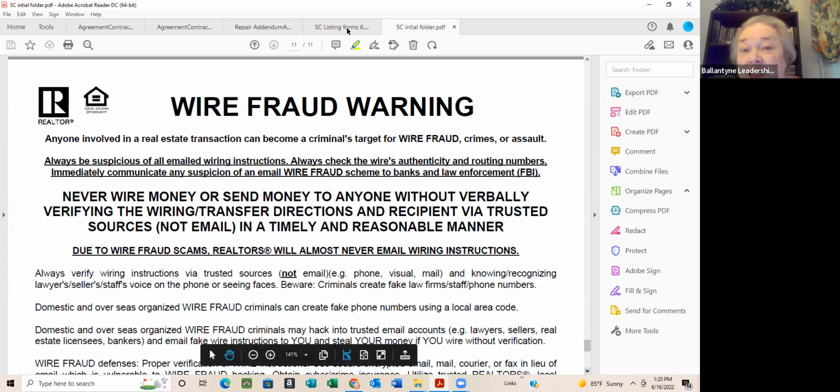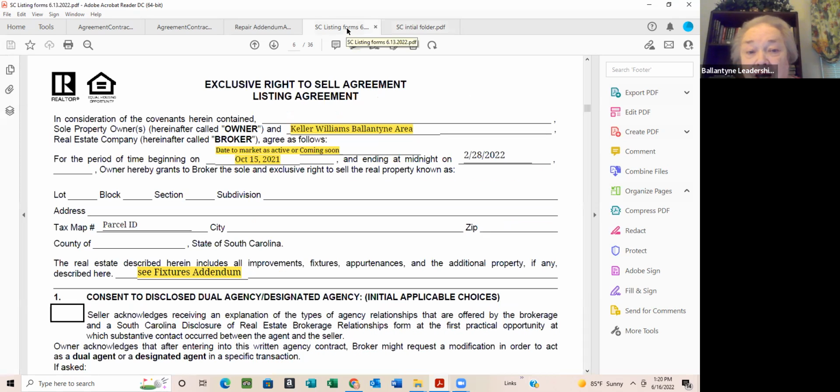Now let's go back and look at this listing form. There's two things I want to point out to you off the bat. I'm not going to go through this one line by line today because we're going to do the extra forms. But when you are doing a listing agreement with someone in South Carolina and or North Carolina, the agreement is between the seller and the firm. It is not between the seller and a team. It's not between the seller and an individual agent. It is with the firm.